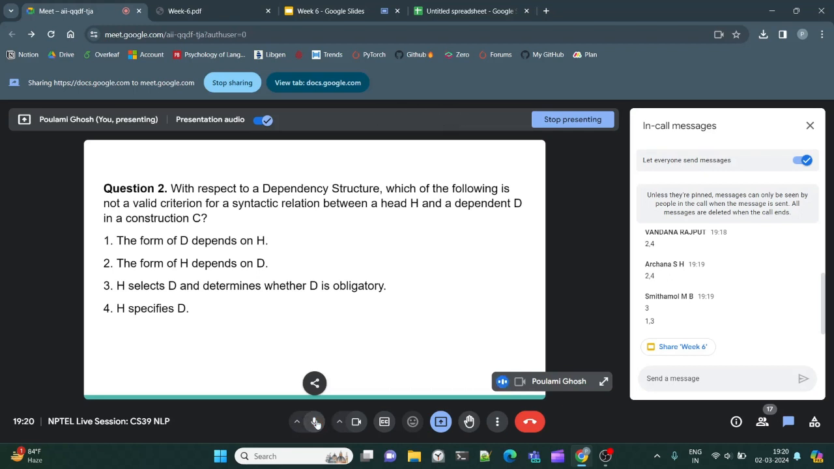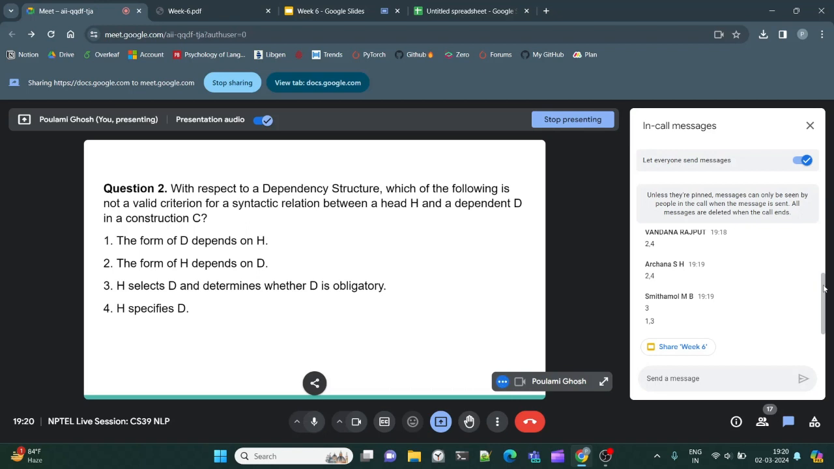Okay, so let's discuss. Some of you have tried solving the problem. So let's hear from some of you. Archana says that the answer is 2 and 4. Archana, would you like to unmute yourself and say how did you come up to the solution? Yeah, go on.